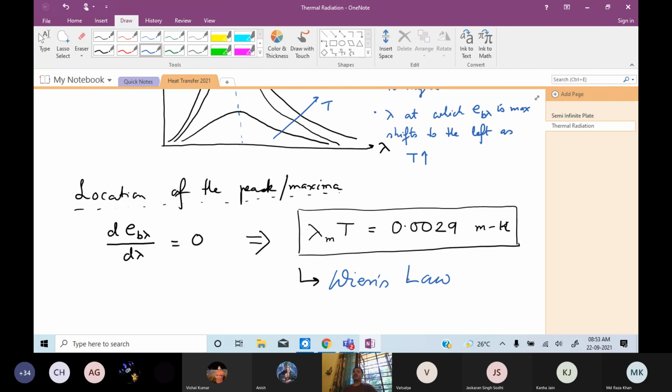Only if you're doing a gray body approximation can you say that the lambda max is the same for a black body and a gray body. But otherwise, that is not necessarily true for all non-black surfaces. Once we go to some problems, maybe in the next hour itself, we would be able to appreciate it better.